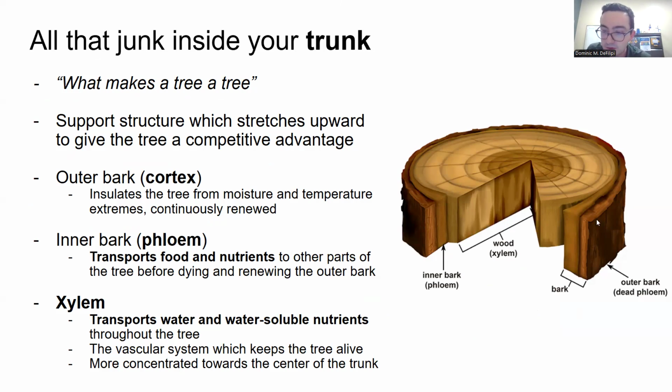So we have the outer bark, or the cortex, and that insulates the tree from moisture and temperature extremes, and it's continuously renewed. It's actually dead, kind of like your skin, right? It's the skin of the tree. Sort of, it sheds dead skin cells as it's replenished over and over again. That's what the outer bark or the cortex of the tree is too. How is it renewed? Well, it's renewed as the phloem grows outward. The phloem is the inner bark of the tree, and it transports food and nutrients to the other parts of the tree before dying to renew the outer bark.